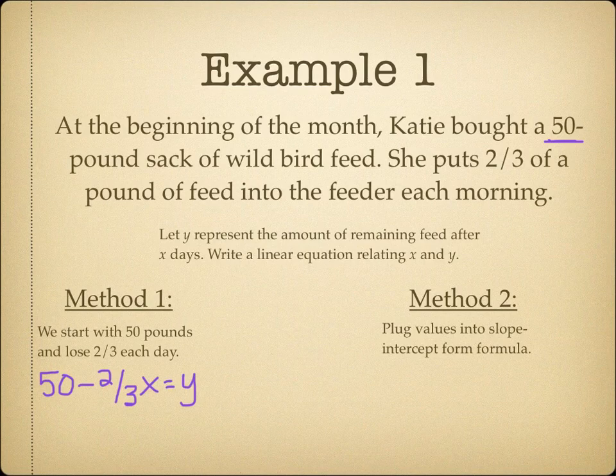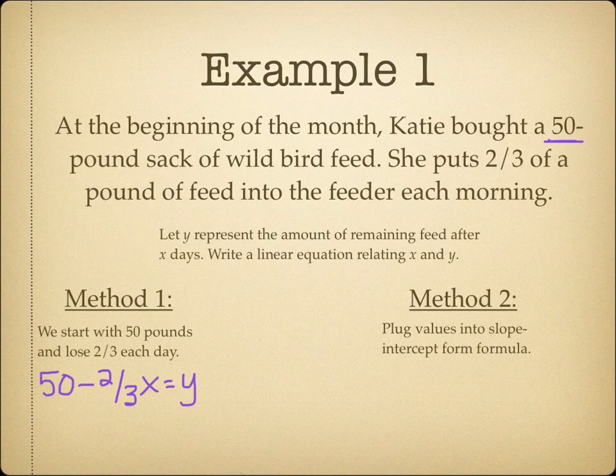So if I wanted to know how much birdseed would I have left after 5 days, I would start with 50. I would take 2/3 and multiply by 5 because I will have put 2/3 of a pound in every day for 5 days. Subtract from the 50, and that would tell me how much I would have left. Okay, so that's one method of writing one of these equations. Method 2, I could use that point slope, or sorry.